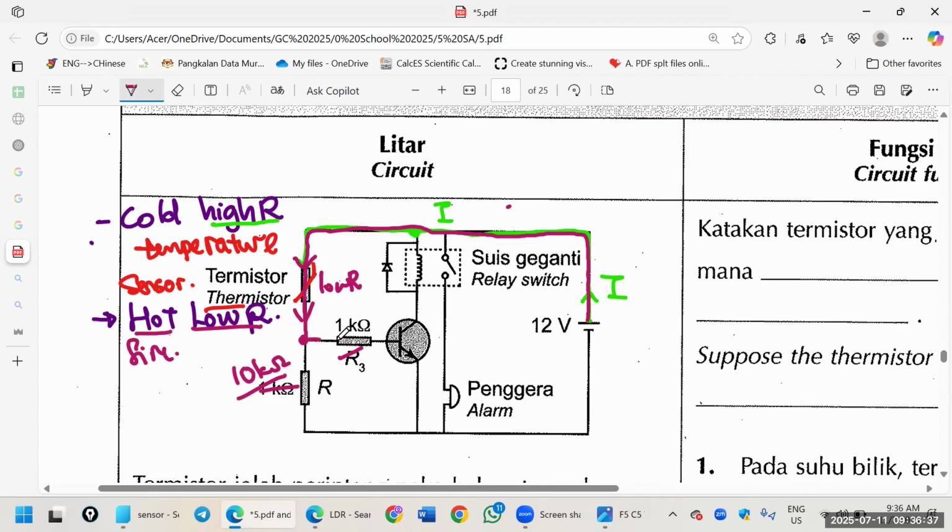So now the current goes into the base. When there is IB, the current will go down to IC. Then you will find these two are not connected. By the way, this is called a relay switch. It will attract the relay switch to switch on, and at the same time current passes through the alarm, then the alarm rings.